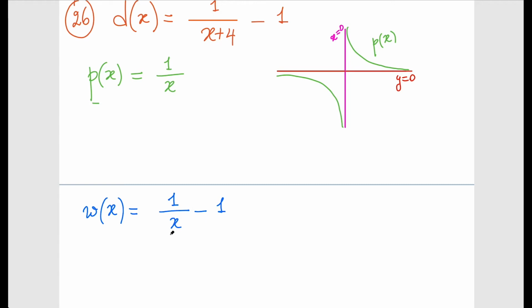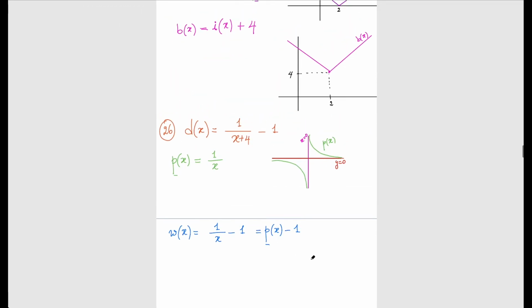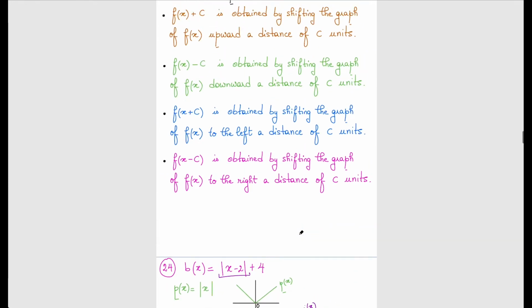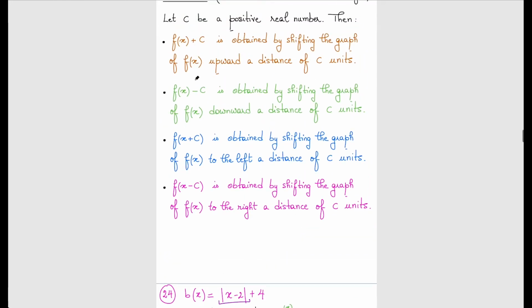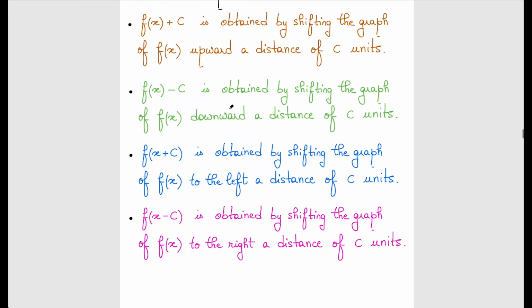Well, that guy is p of x. So this is simply p of x minus 1, right? P of x, this guy, minus 1. And back to theorem 1. So I have the format p of x minus 1. Which format is it? It's the green one, right? P of x minus 1 is obtained by shifting the graph of p of x downward a distance of 1 unit.